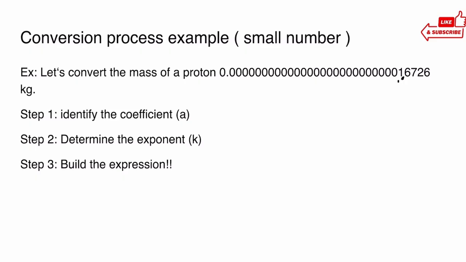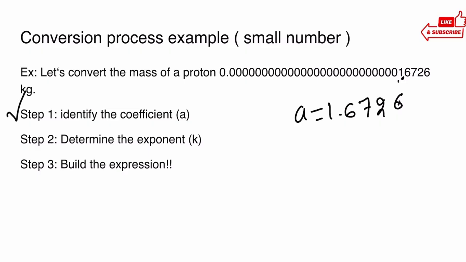So we're going to have 1.6726, because this is what makes our criteria right. If we had the decimal point, for example, here, then you'd have 16.726, which does not fit the criteria that 1 is less than or equal to a is less than 10. So this is why we have 1.6726. So that's step 1.